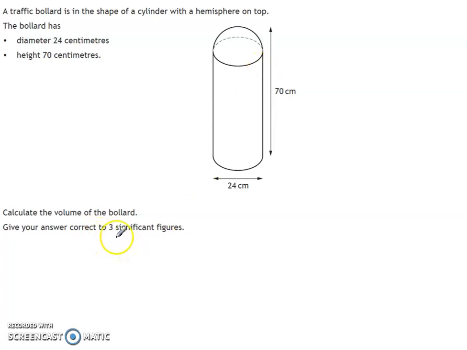The second part is the rounding. It wants it to 3 significant figures, so we have to make sure we can recall what the significant figures parts are. Now, the first thing we should really try and remember is what our 2 volume formulae are. So the volume of a cylinder is pi r squared h. And the volume of a hemisphere is just half of the volume of a sphere. So it's a half times the volume of a sphere, which is given by 4/3 pi r cubed.